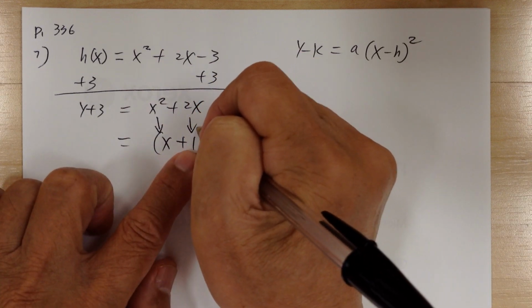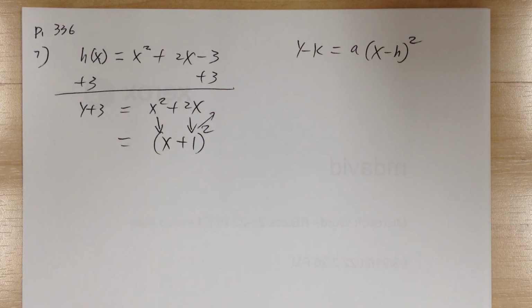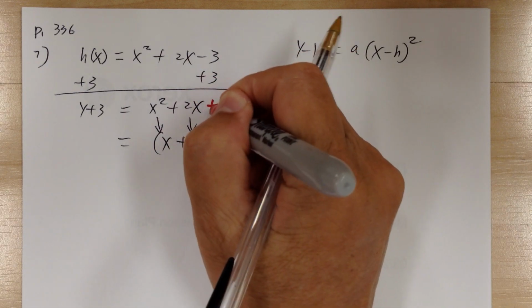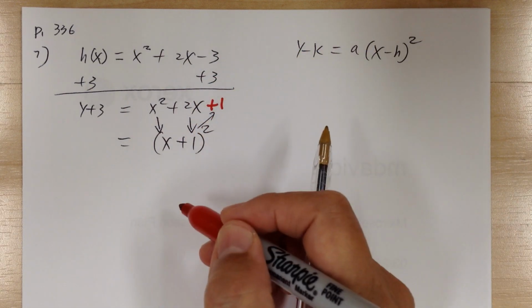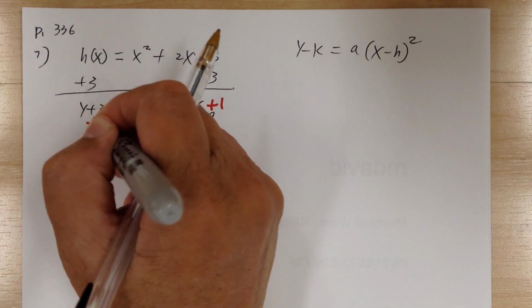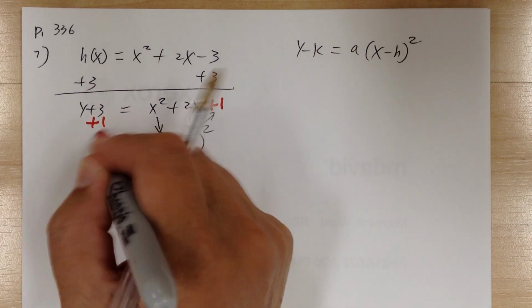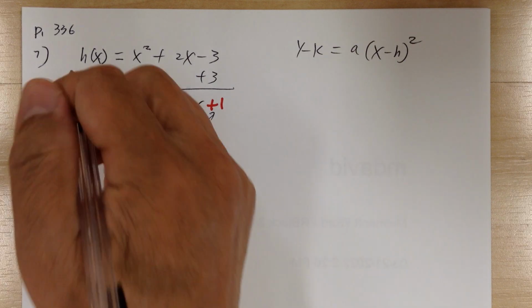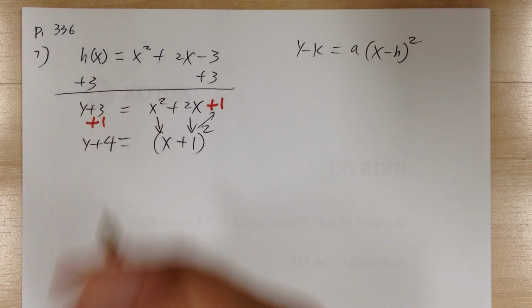And then once you get that, to get from here to here, you're missing a number over here, so you need to plus 1. Right? 1 squared is plus 1. Now because you're plus 1 over here, you have to plus 1 on this side. That's what equal means. Equal means you have to do the same on both sides. So therefore, you're going to get y plus 4 on here.